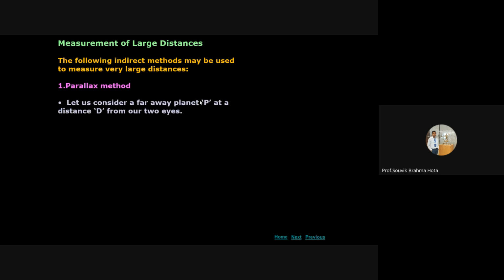Okay, now measurement of large distance. The following indirect methods may be used to measure very large distance. What are the things? Parallax method, that is the first thing. Actually in class I have discussed parallax method. So in parallax method, basically the distance between a planet and a star, bigger distances, you can measure.